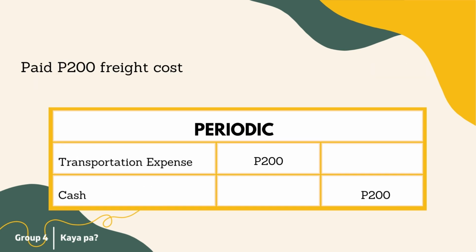Next, this one, we paid. Paid 200 pesos freight cost. We paid transportation cost for the product. So, what will be our entry? Periodic. So, debit transportation expense, 200. And then, what did you use to pay? Credit, cash, 200 pesos.